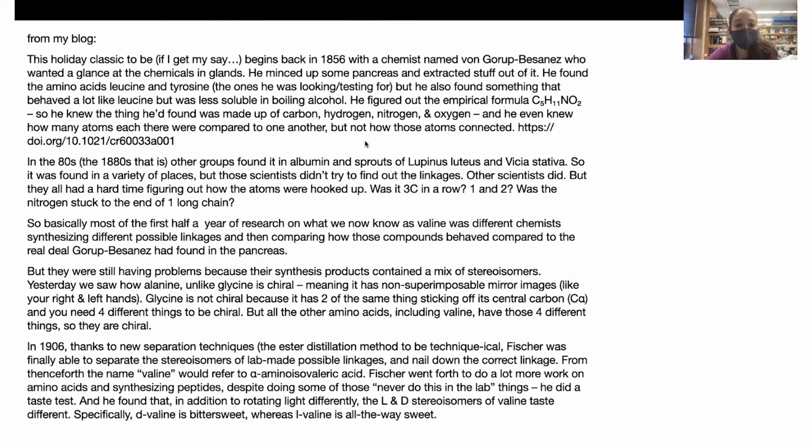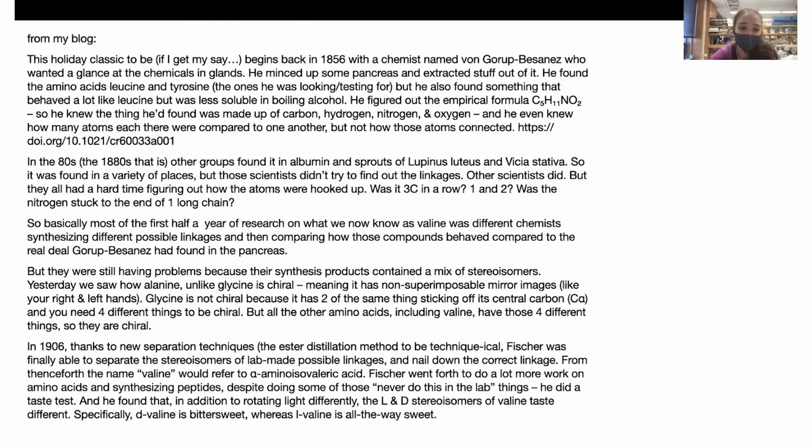Then in the 1880s, other groups found it in albumin and sprouts of Lupinus luteus and Vicia sativa. So it was found in a variety of places, but they still didn't try to figure out how those atoms were linked together. Other scientists did, but they had a hard time figuring out how they were linked together because there's a lot of possibilities. So most of the first half century of research on what we now call valine was different chemists basically trying to synthesize different possible combinations and then comparing them to how the real thing acted.